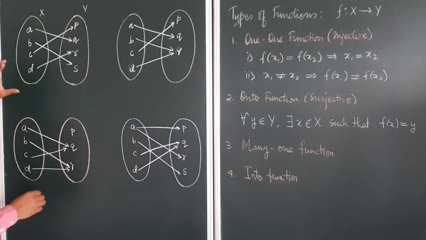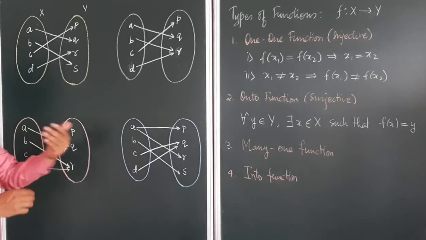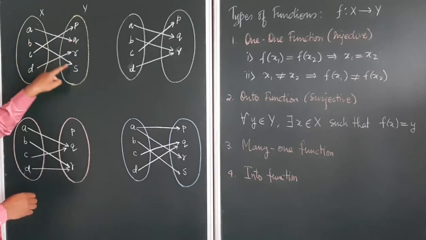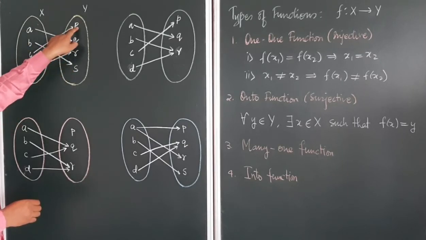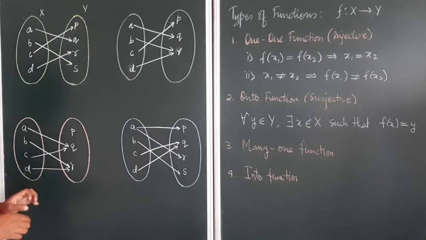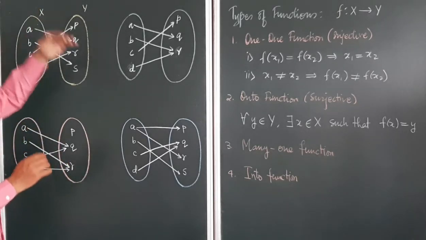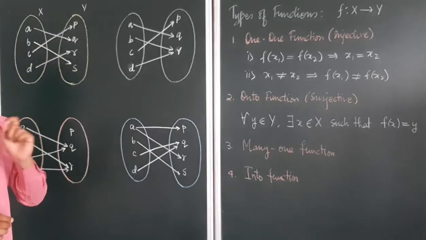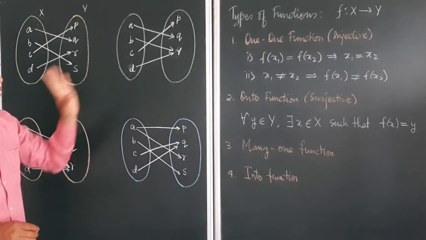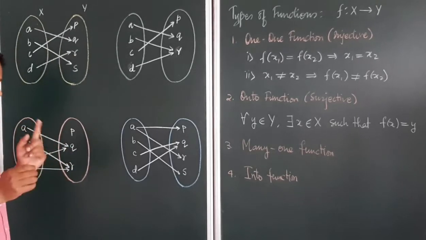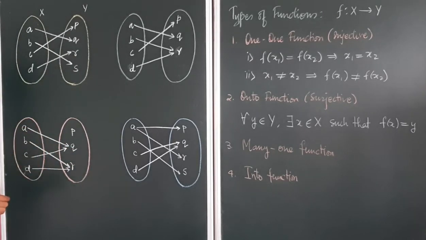So here every element, that is a, b, c and d, has a different image. The image of a is q, image of b is s, image of c is p, and image of d is r. If every element of your first set has a different image, then such functions are known as one-one function or injective function. Please don't get confused. Now let me take one more case.